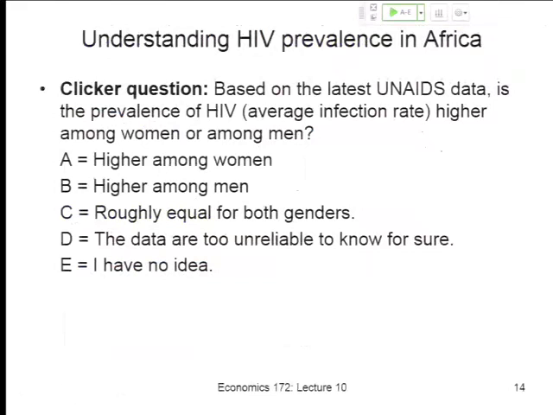Okay, another clicker question. I just want to kind of get some of the stylized facts on the table. So here's the question. Is prevalence of HIV in sub-Saharan Africa higher among women, higher among men, roughly equal, nobody knows, or somebody knows but I don't know, that's E, which is a totally legitimate response if you want.